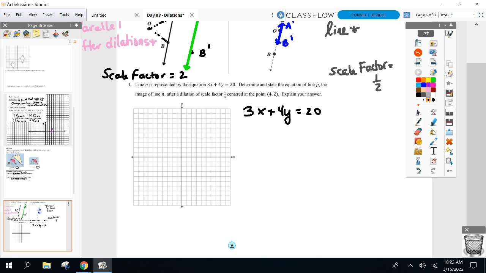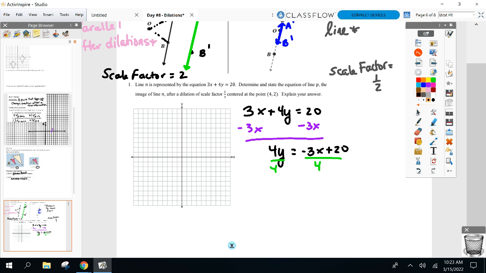First step to get it in y equals form. Hasn't been that long, has it? Move the x over here. Get rid of 3x, subtract it over. So what do you got? 4y equals negative 3x plus 20. Almost y equals form. What's the last thing you got to do? Divide by 4.